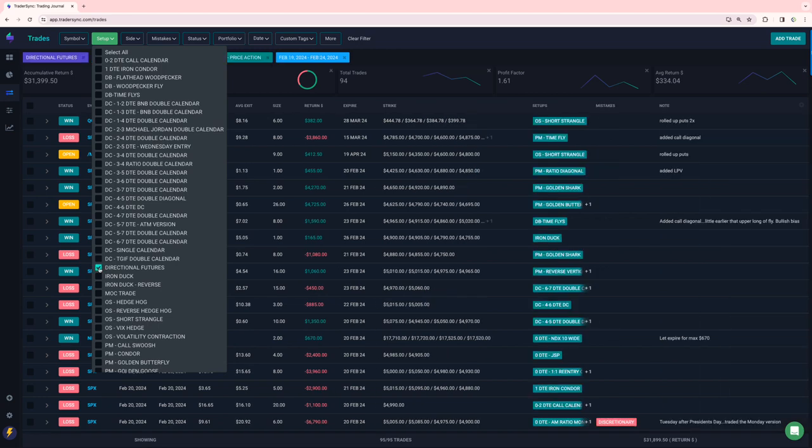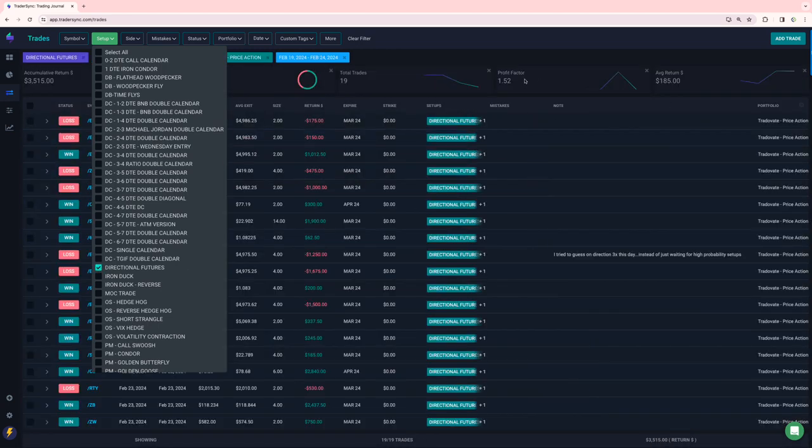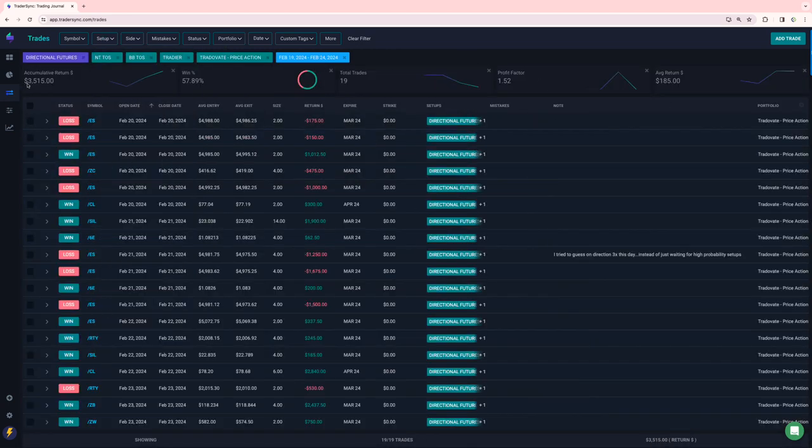I had a green week on directional futures, plus 3,500. I noted here, these three trades all in ES on the same day: minus 1,200, minus 1,600, minus 1,500. These are not my traditional directional futures type trades. As I noted here, I was trying to guess on direction. I did it three times. I thought I knew, one of those where you just think you know what's going to happen. Well, this is usually the result.